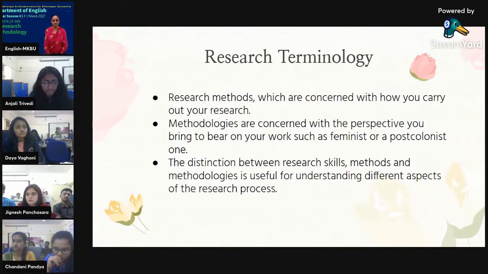Research terminology. There are too many terms. Research methods are concerned with how you carry out your research, and methodologies are concerned with the perspective you bring to bear on your work, such as feminist or post-colonial. The distinction between research skills, methods, and methodologies is useful for understanding different aspects of the research process.